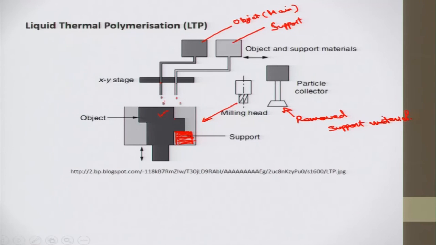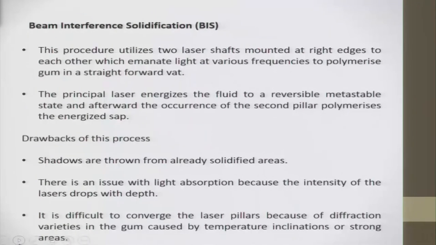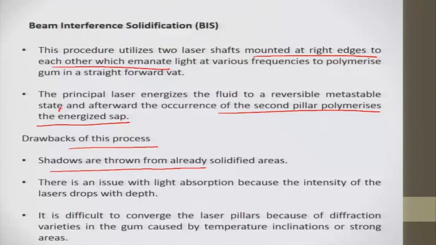Now next is beam interference solidification. This procedure utilizes two laser beams mounted at right angles to each other, which emanate light at various frequencies to polymerize resin in a straight forward vat. The principal laser energizes the fluid to a reversible metastable state, and afterward the second beam polymerizes the energized resin here.